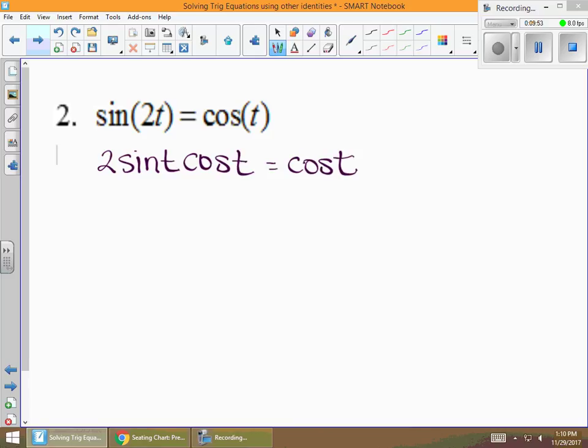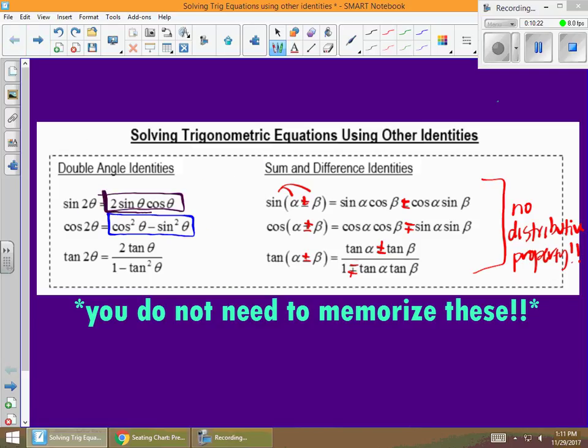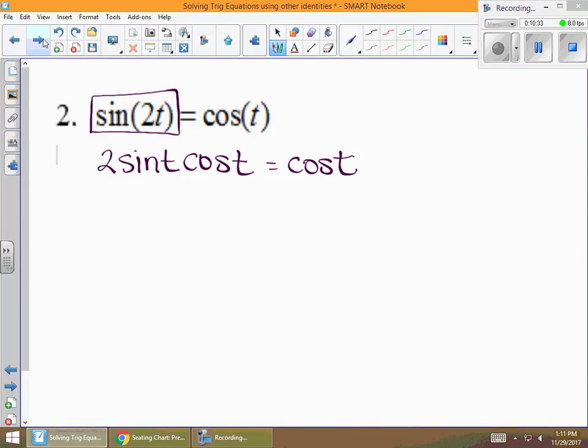It is very tempting in this problem to divide everything by cosine. And if you do that, you will lose a solution. So don't do that. If you're feeling like you should divide, stop yourself, bring everything onto the same side of the equal sign, and factor. So all we've done so far is take sine of 2t and use the identity sine of 2 theta, no matter what theta or x is, is the same as 2 sine cosine. So we're just making that swap. That's all we've done so far.